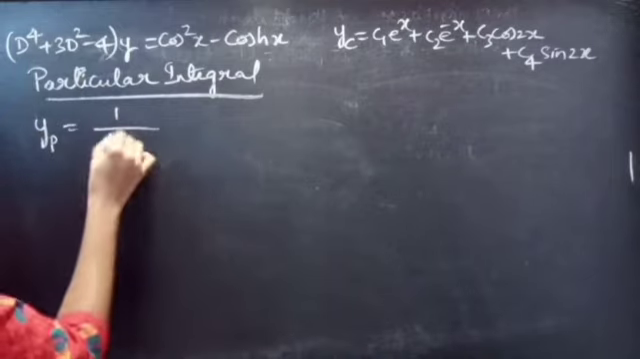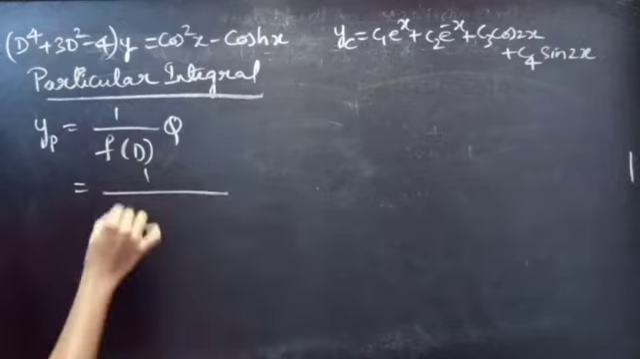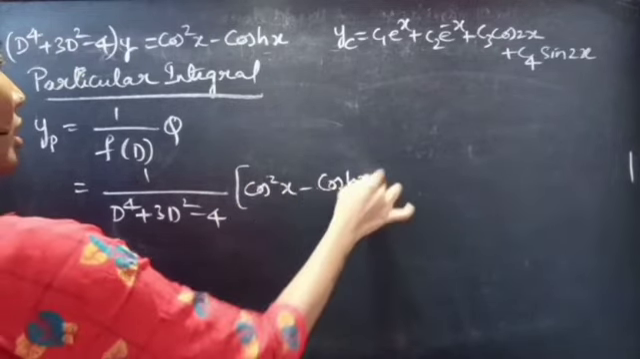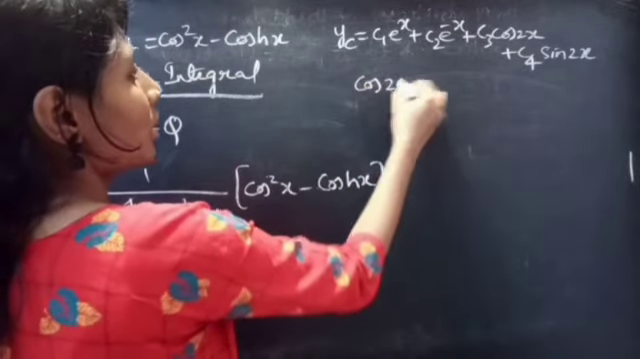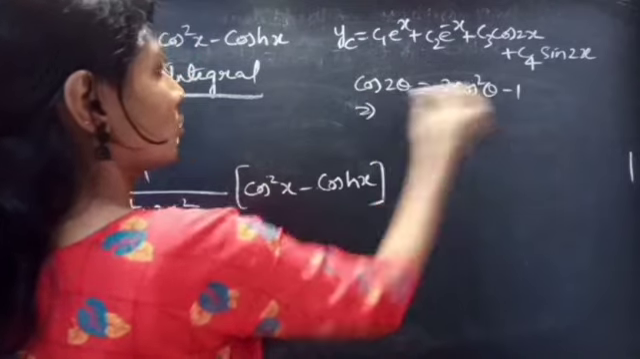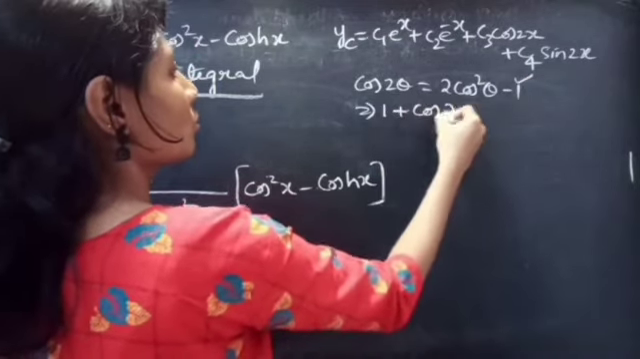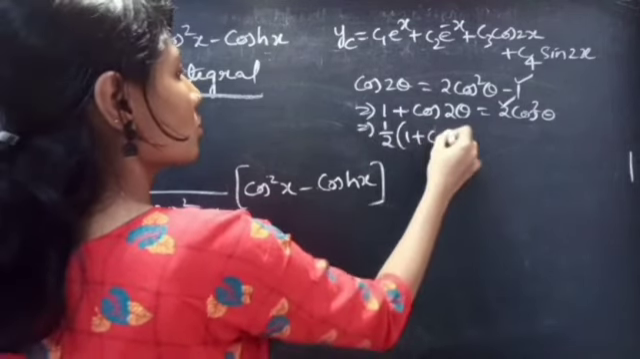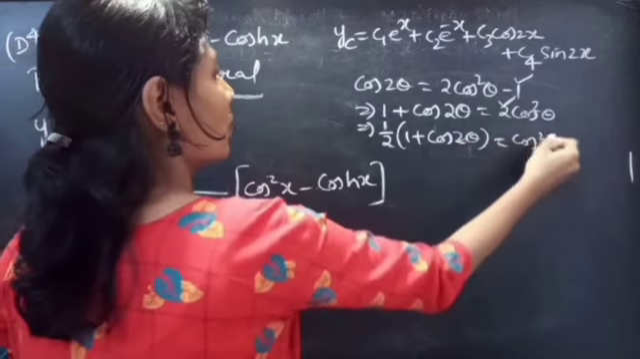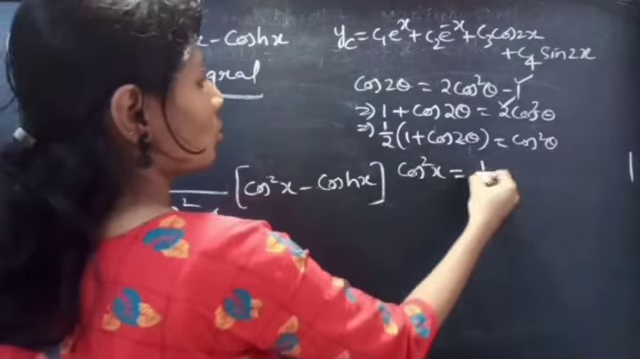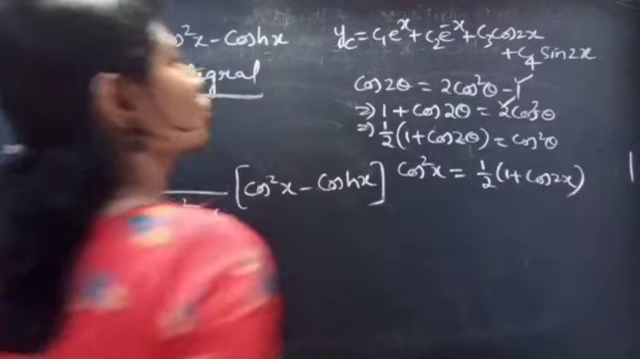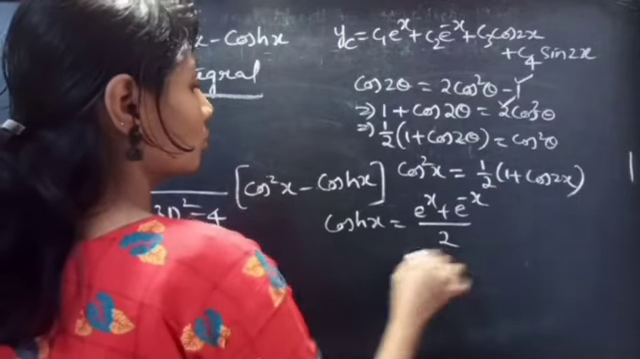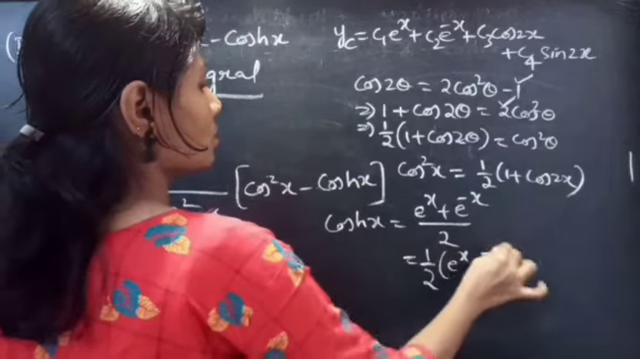We can find the particular integral using 1 by f of D into Q. We have f of D as D power 4 plus 3D square minus 4, into Q, which is cos square x minus cosh x. We know that cos 2 theta equals to 2 cos square theta minus 1. Now, bring this minus 1 to the LHS, we'll get 1 plus cos 2 theta equals to 2 cos square theta. Now, bring this 2 to the LHS, we'll get 1 by 2 into 1 plus cos 2 theta equals to cos square theta, right? So from this we'll get cos square x equals to 1 by 2 into 1 plus cos 2x. Likewise, we know that cosh x equals to e power x plus e power minus x by 2. We can write it as 1 by 2 into e power x plus e power minus x.